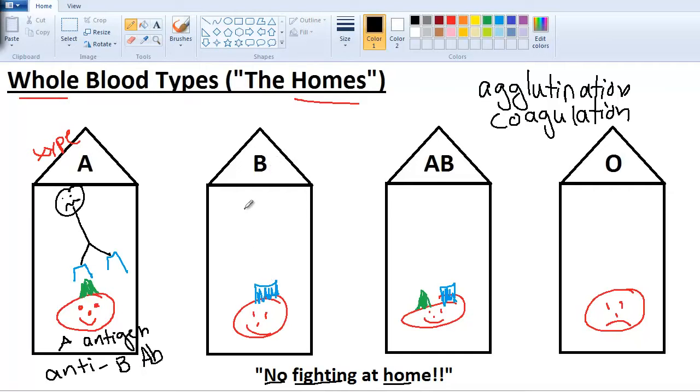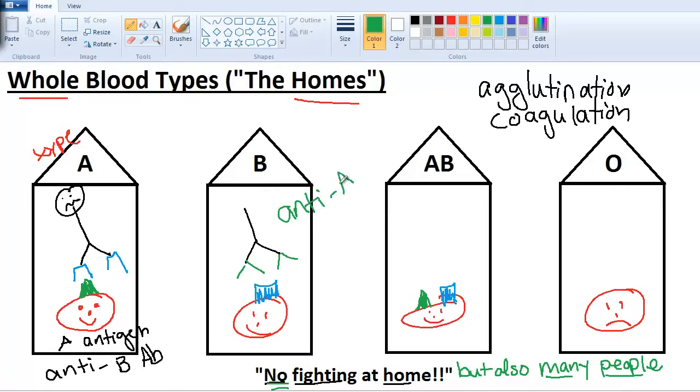Okay, what about blood type B? The same idea. Can we hate against the B hat? No, because we get agglutination or coagulation. Can we hate against the red hat? Sure. So maybe we could add more to this. No fighting at home, but we also want to have as many people as we can. So kind of the idea is, how many people can you get in this house to have a party without there being any fights? So therefore, we could also have anti-A antibody in here, as well as the B antigen.